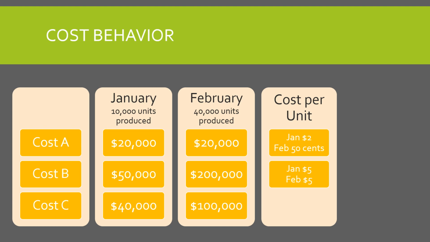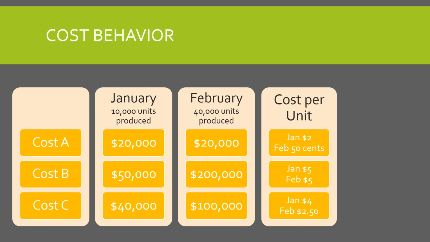And then I look at cost C. In January, it was $40,000. In February, it was $100,000. When I divide by the respective amount of units produced, I get $4 per unit in January, $2.50 per unit in February. So what does this mean?